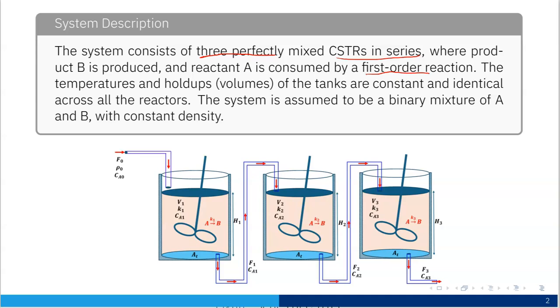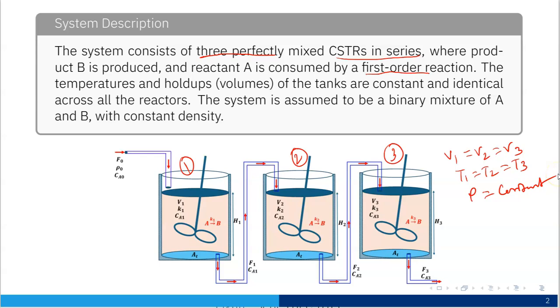So here this is tank 1, this is tank 2 and tank 3. So V1 is equal to V2 is equal to V3 and T1 is equal to T2 is equal to T3. So both are constant and identical across all the reactors. The system is assumed to be a binary mixture of A and B with constant density. So here density is also constant.